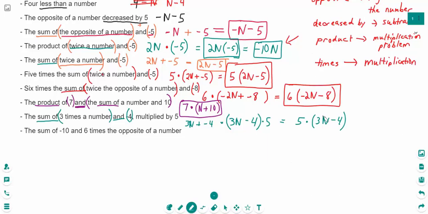Okay? Do you see that? 5 times 3n minus 4. We're taking that whole first part of the problem and multiplying it by 5. That comma is what tells you that.